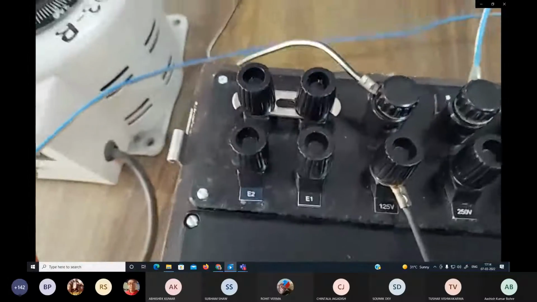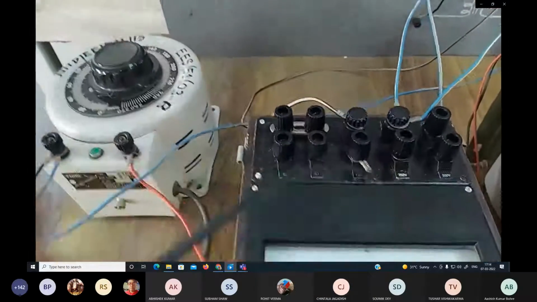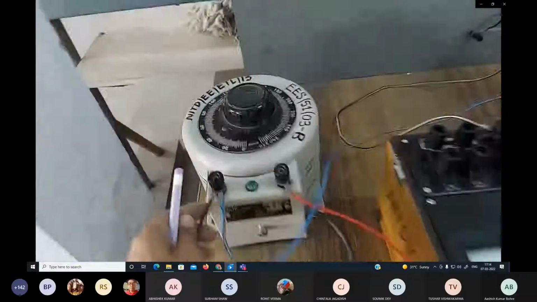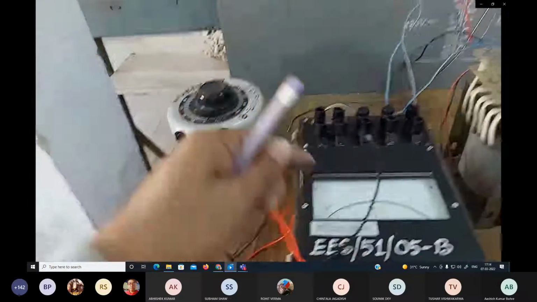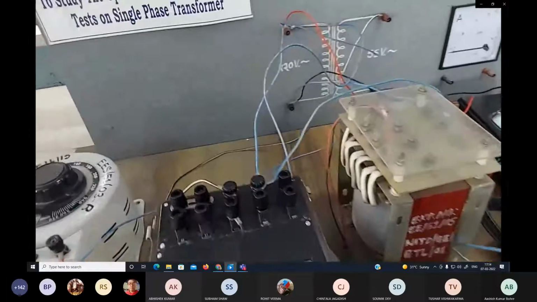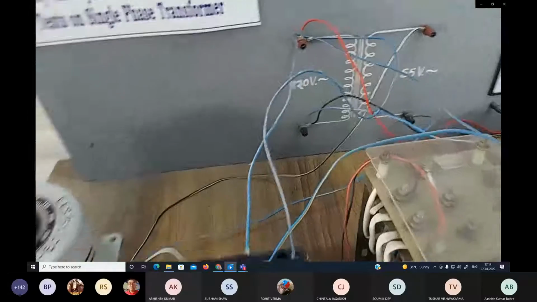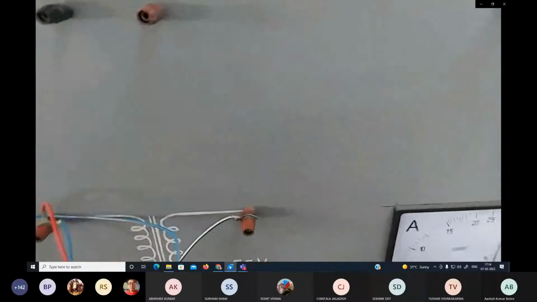Now one more connection for the voltage terminal V of the wattmeter. Here you can check this one. The V is connected to the negative of the voltage, as you have seen in the connection diagram. It is connected here. So this primary connection you have done properly. One more connection to measure the voltage across the primary side.